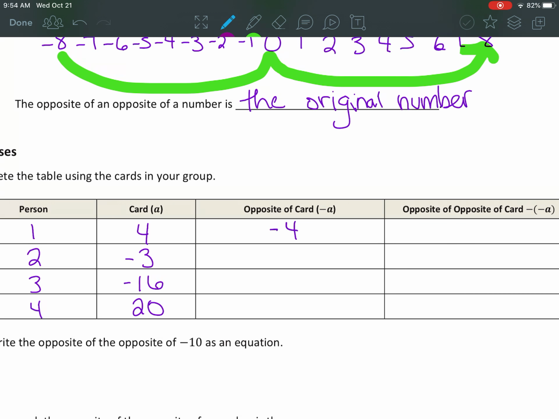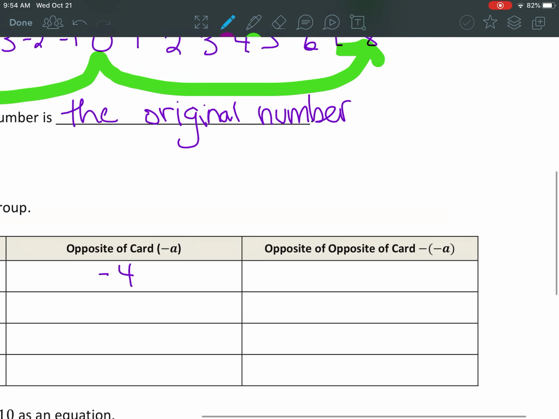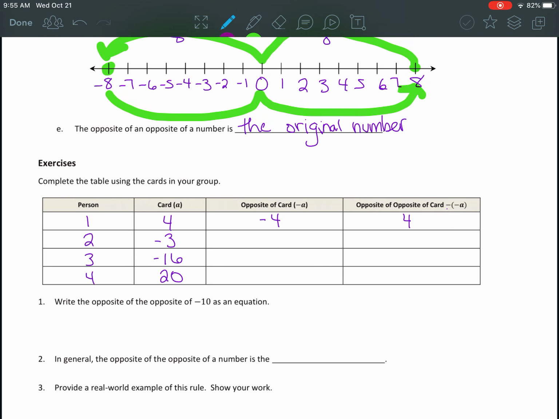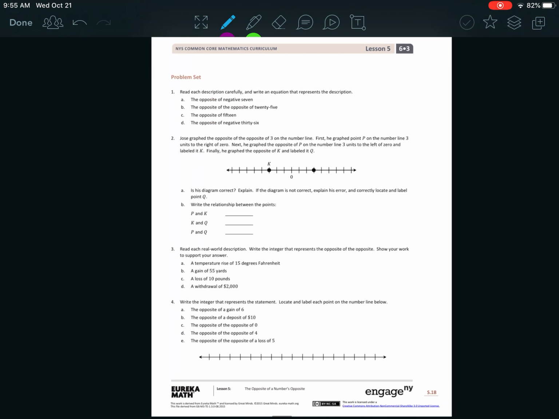Now what's the opposite of the opposite? They write it super weird. This is just saying we're taking the negative sign, which makes it opposite, and the second negative sign shows that it's another opposite. So it would just go back to 4. For person 2, the opposite of -3 is 3, and the opposite of the opposite is -3. You should be able to do the rest from there, and then it's the problem set.